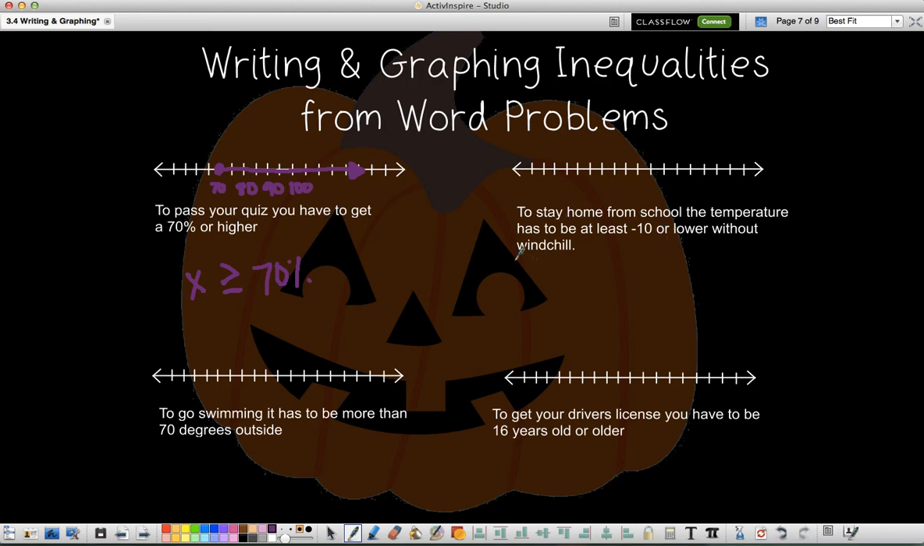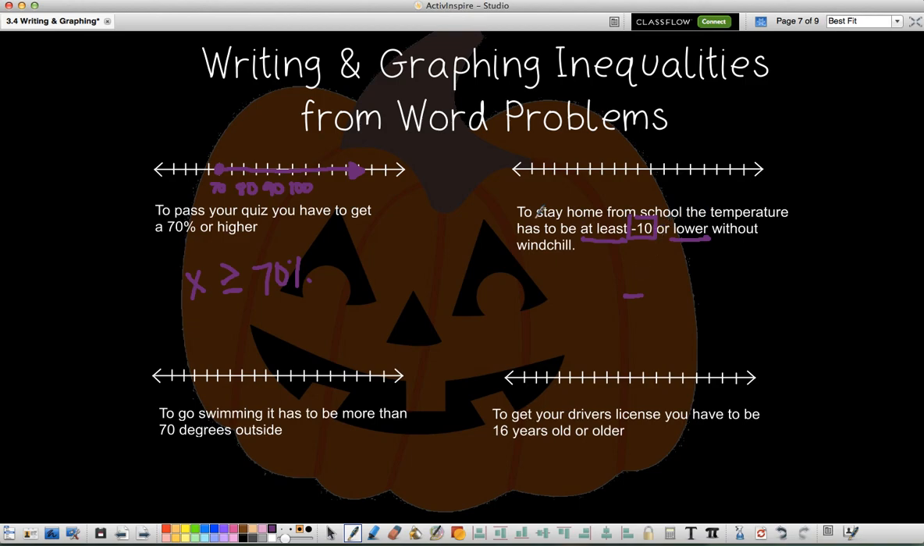Okay, to stay home from school, the temperature has to be at least -10 or lower without wind chill. Okay, so at least means that it can include the -10. So it's saying if it's -10, you can stay home. So since it includes it, you know that you have to have your equal sign. And then at least, so the least implies that it has to be less than the -10. And it tells us here or lower.